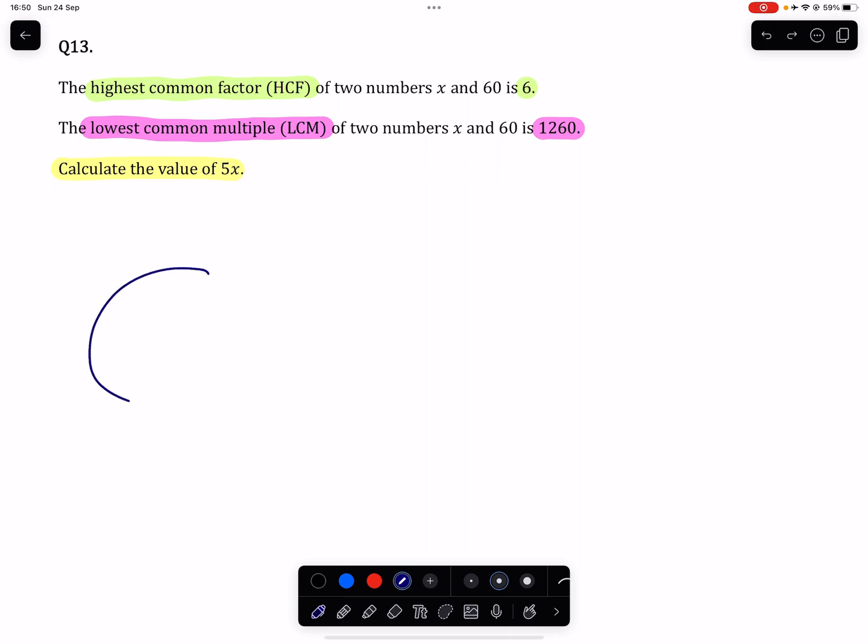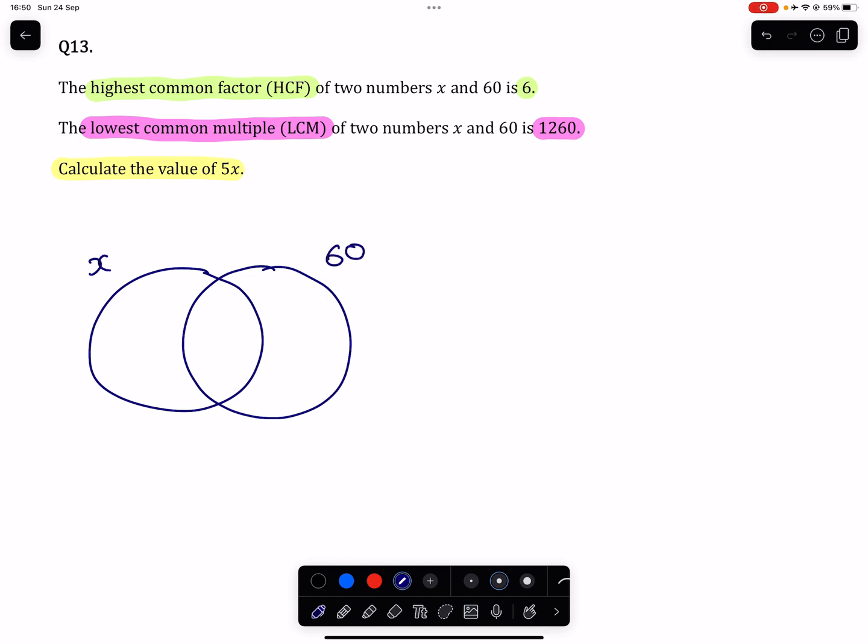So our Venn diagram. We will have x as our first number and 60 as our second number. We are told that our highest common factor is 6. So that means 6 will be in between our brackets here. So I can put 6 in the intersection of our Venn diagram. We are also told that the lowest common multiple, which is all of these times together, will equal 1260.